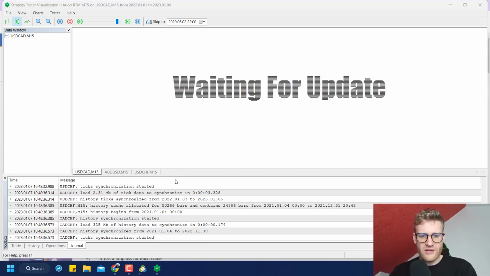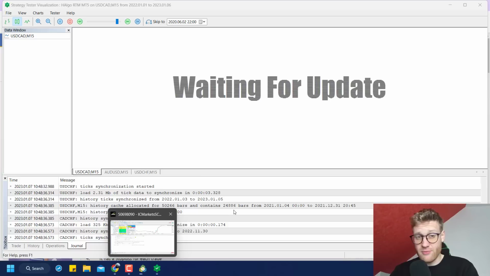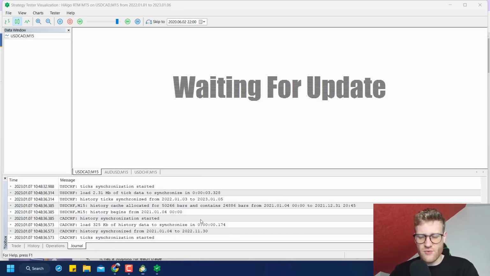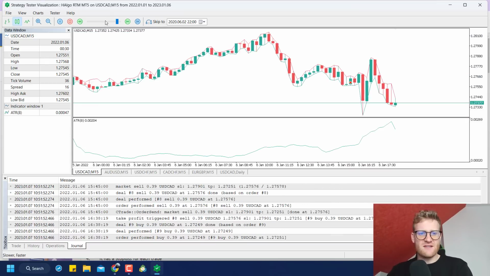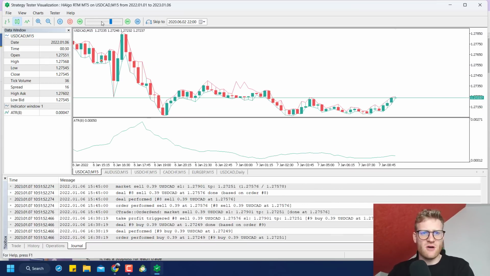So loading the test takes some time, and this is, I think, because we have a lot of symbols that we trade. So when we test this for the first time, I think MetaTrader 5 has to download the data for the symbols first. So let's wait some seconds here. Okay, so the test is loaded now and it's running already. So let's have a look at this.